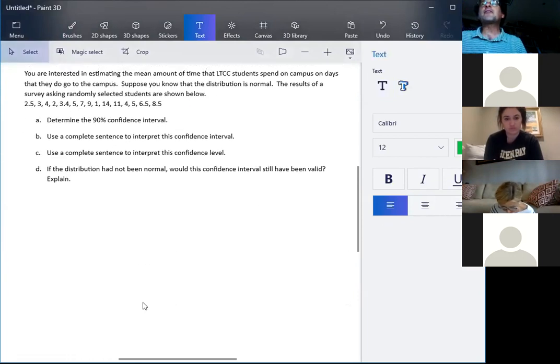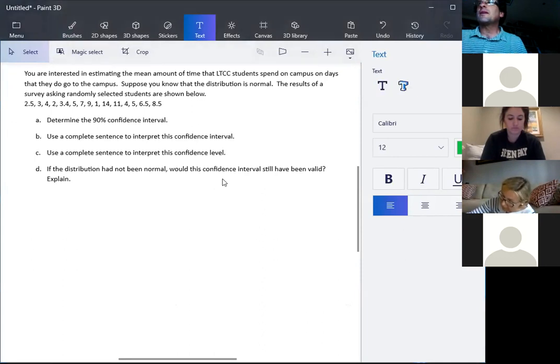Okay, so here's the next question. You're interested in estimating the mean amount of time that Lake Tahoe Community College students spend on campus on days they go to campus. You know the distribution is normal. The result of a survey asking randomly selected students is shown below. Determine a 90% confidence interval. Any questions on that?